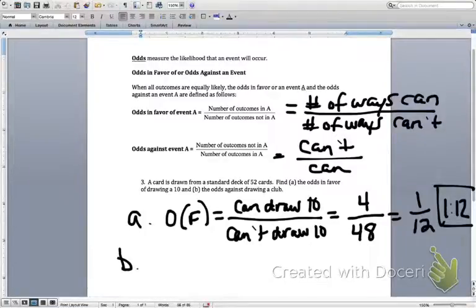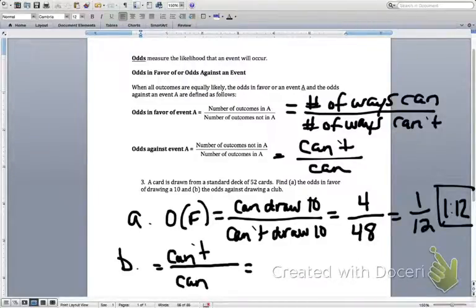Okay, I'm going to look at now the odds against drawing a club. Okay, odds against drawing a club. So that would be the number of ways I can't over the number of ways I can. So how many ways can I draw something that is not a club?